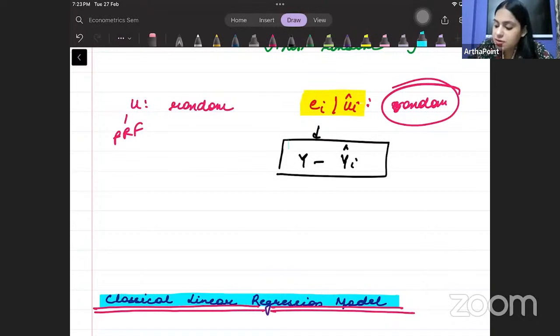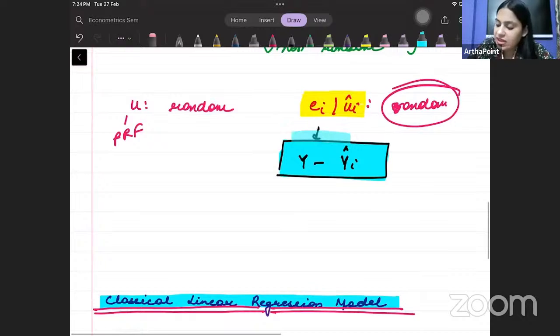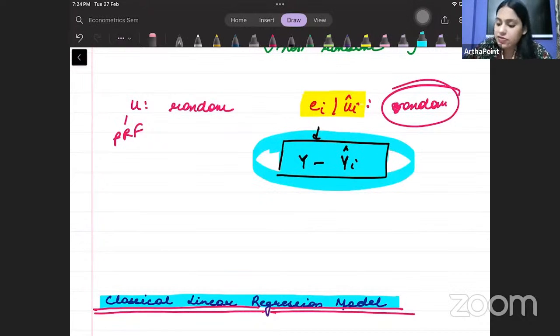And the difference between actual and predicted value could be positive also or negative also. Sometimes it was positive, sometimes it was negative. So the difference between actual and predicted value could have been positive and it could have been negative. Since it could have been any positive or negative, therefore error was taking some random values.